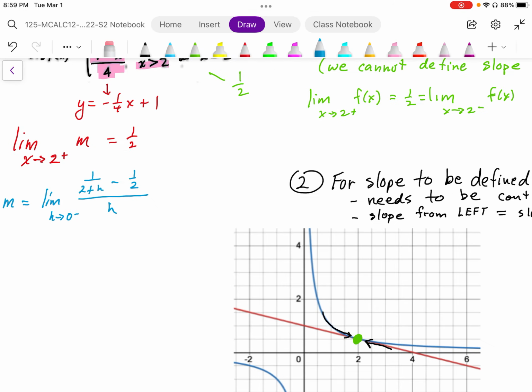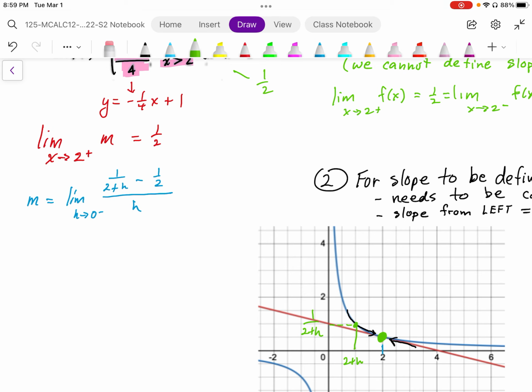Looking at the diagram here, there's my point at 2, and I'm going to choose some arbitrary point, let's say it's here, that's going to be my 2 plus h. I want to find out the slope, so the y-coordinate is going to be 1 over 2 plus h, and I want to know the rise and run between those 2 points as I let h go to 0 from the left-hand side.